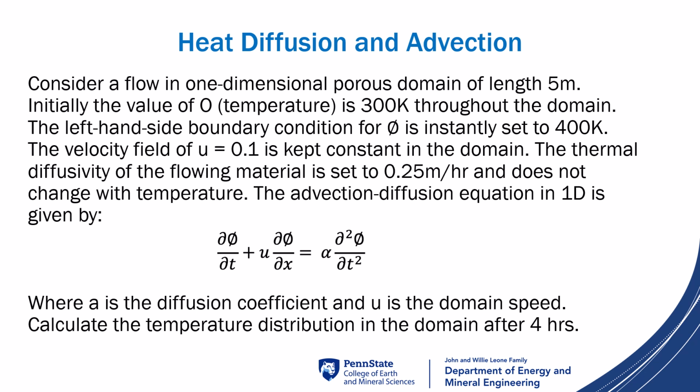Imagine a simple 5-meter long channel. Initially, the entire channel is at 300 Kelvin. At time zero, we instantly raise the temperature at the inlet to 400 Kelvin, while a fluid flows through the channel at a constant speed of 0.1 meters per second.